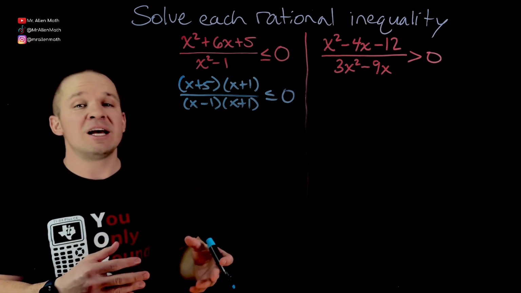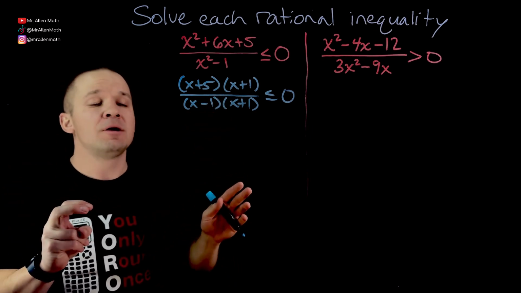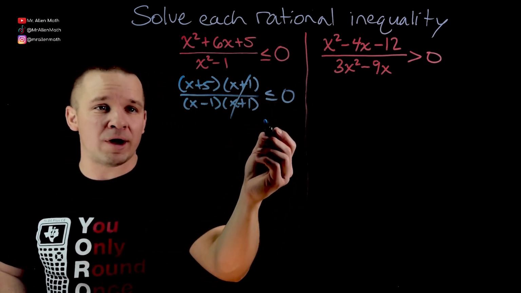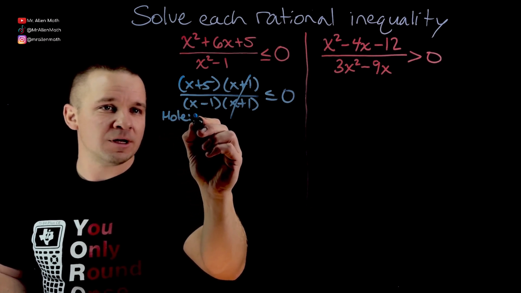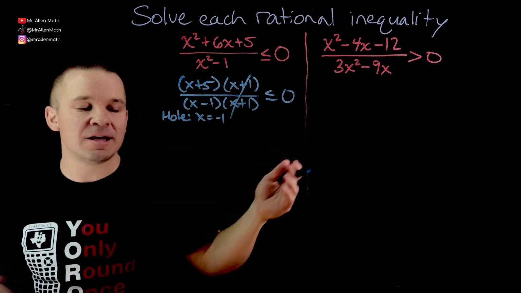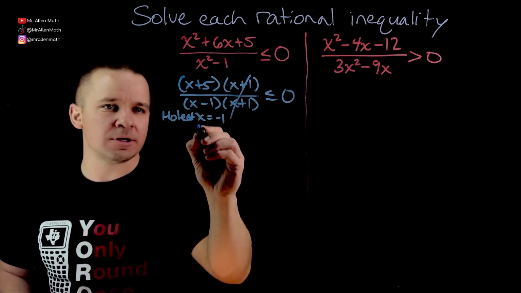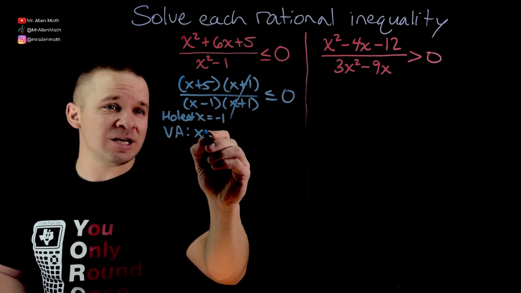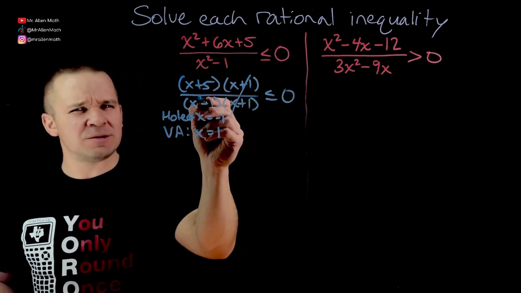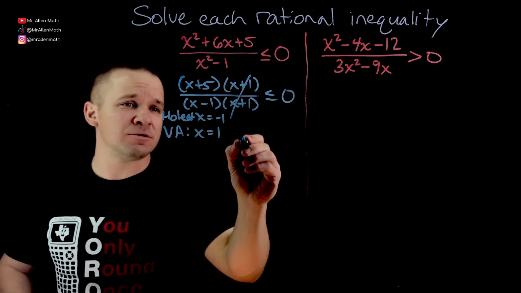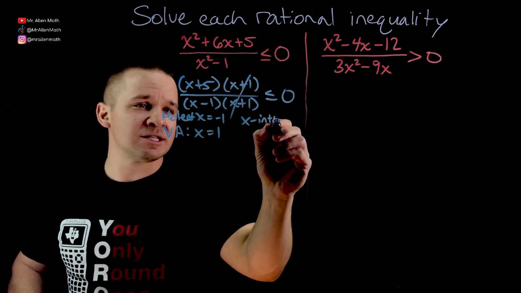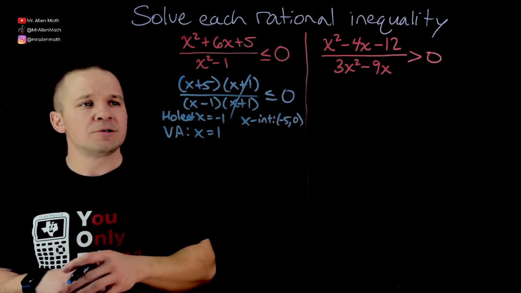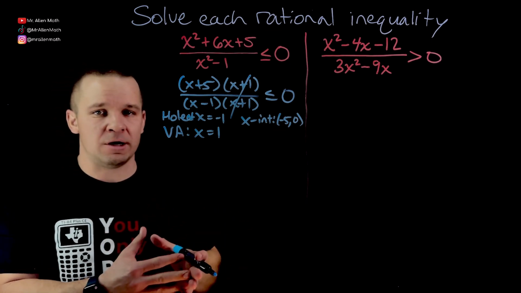Now what I need to do is find all my critical values, as I like to call them. I'm going to place them on a number line, but I'll list them out first. Here, I have a hole at x equals negative 1. Then I've got a vertical asymptote when x equals positive 1. And up here, the x plus 5 in the numerator is an x-intercept, or a 0, for negative 5, so negative 5, comma, 0.